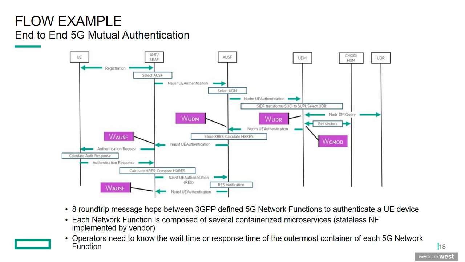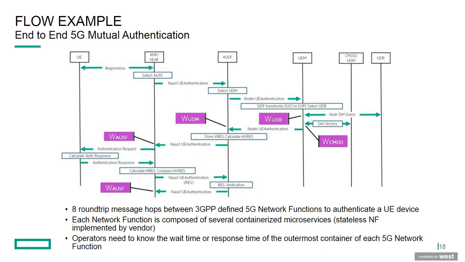So this is the model for an end-to-end 5G mutual authentication. As you can see, there are 8 round-trip message hops that occur between the nested activities of each 3GPP defined 5G network function in order to authenticate a UE device. However, each network function is composed of several containerized microservices to provide stateless, scalable 5G network functions. The number of different microservices within each network function is left to the vendor implementation.